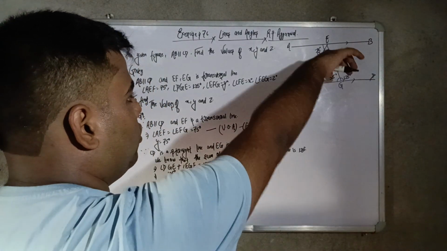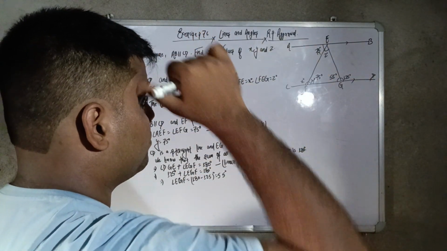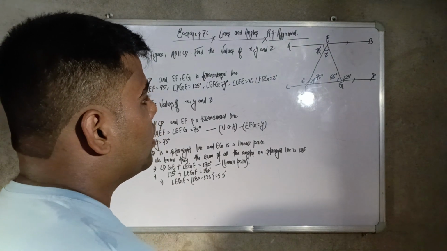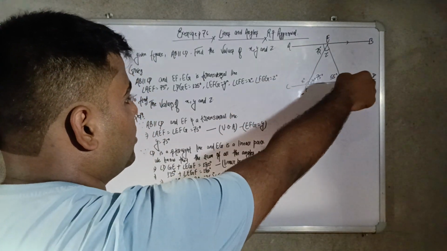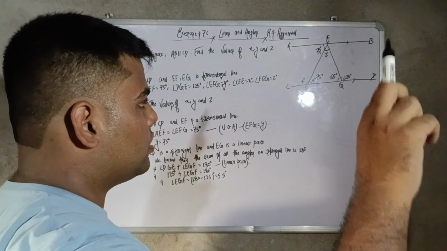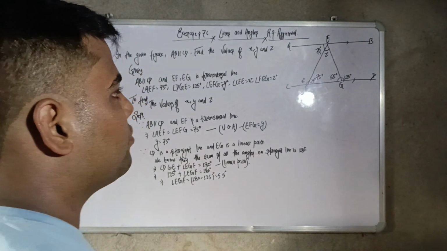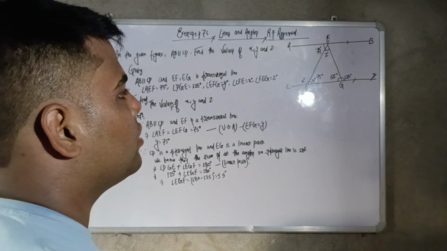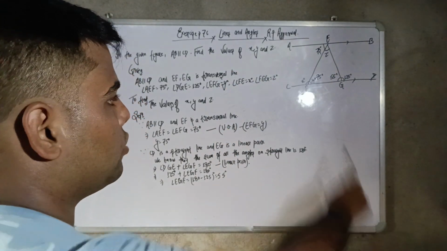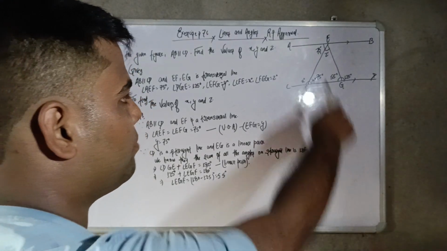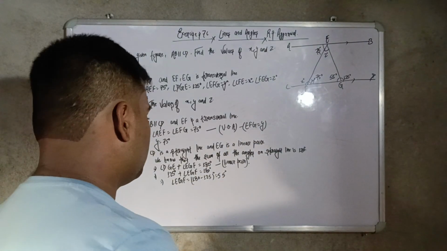Now we have to find the value of z, because AEG is also a triangle. The sum of the angles of a triangle is 180 degrees. Two values are already given, and the other value we have to find out.